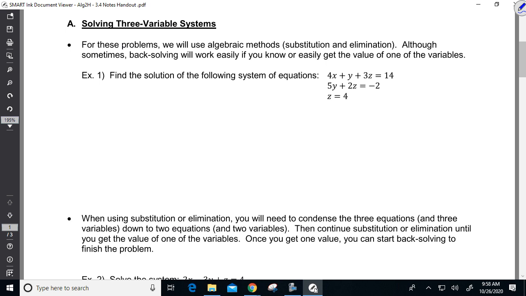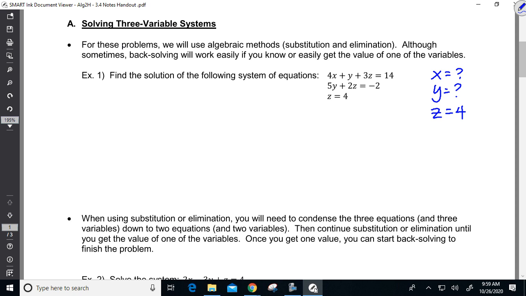So example one. Find the solution of the system. We have 4x plus y plus 3z equals 14, 5y plus 2z equals -2, and z equals 4. So we have to figure out what x is equal to and what y is equal to. But the beautiful thing is that they already told us what z is equal to. So we've already got one answer. So now we start back solving.